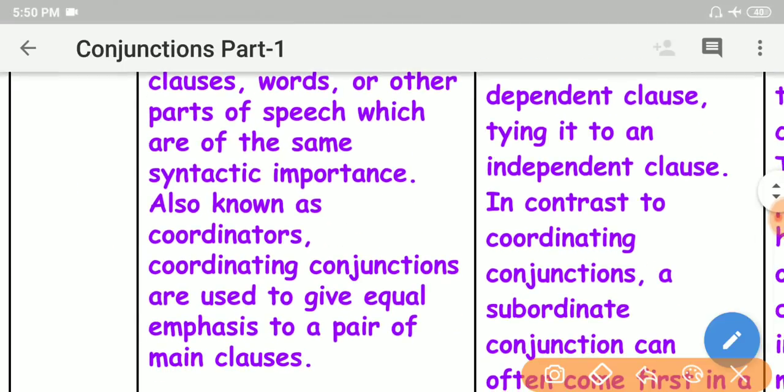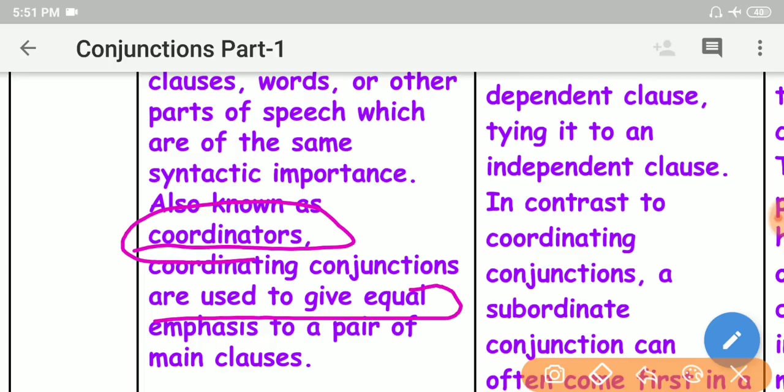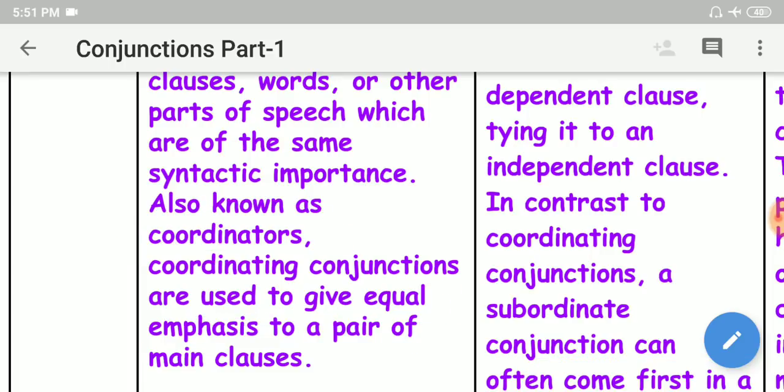Coordinating conjunctions are also called coordinators. Coordinating conjunctions are used to give equal emphasis to a pair of main clauses. So they are used to give equal importance, equal stress, equal emphasis to a pair of main clauses, or to a pair of equal status words, or equal status clauses, equal status phrases also, my dear friends.